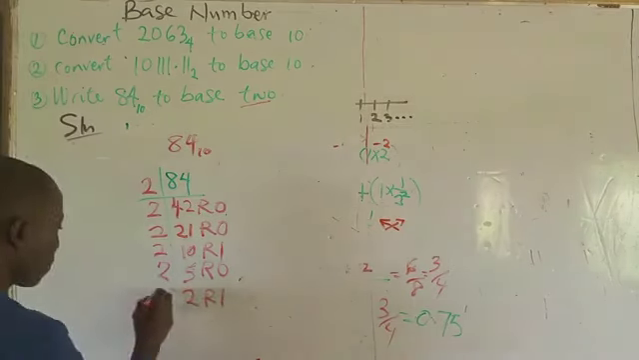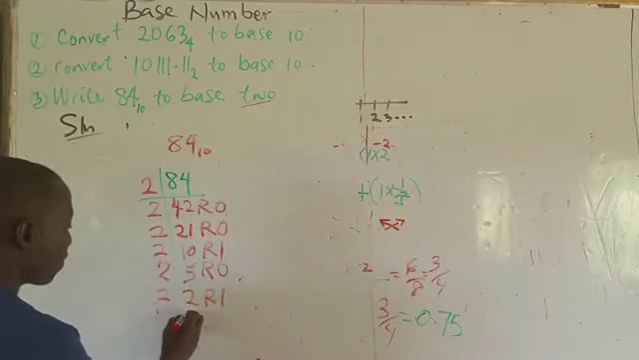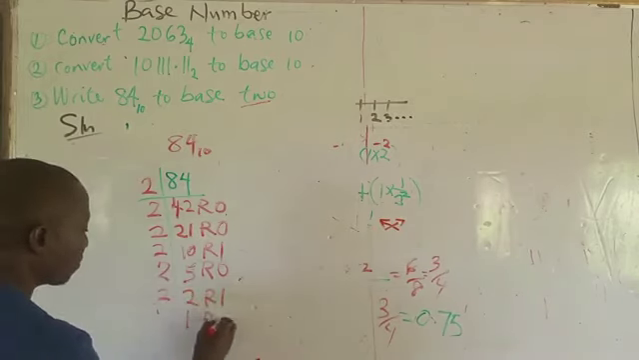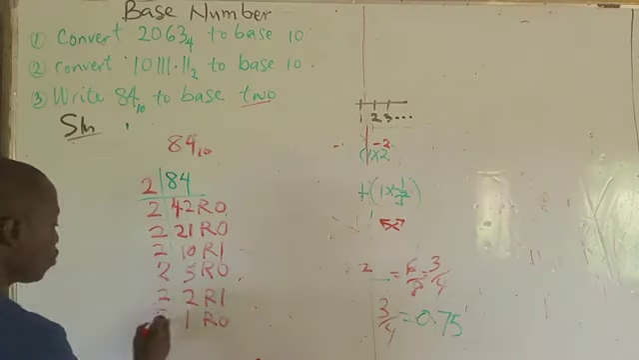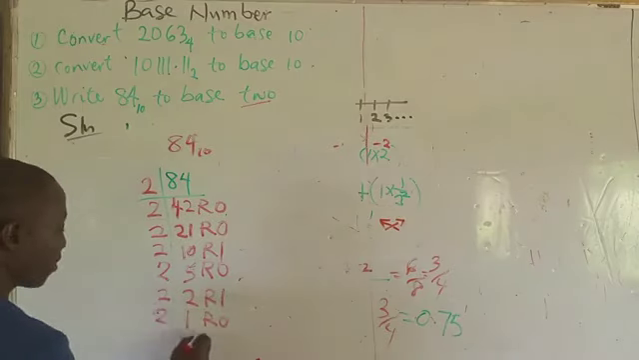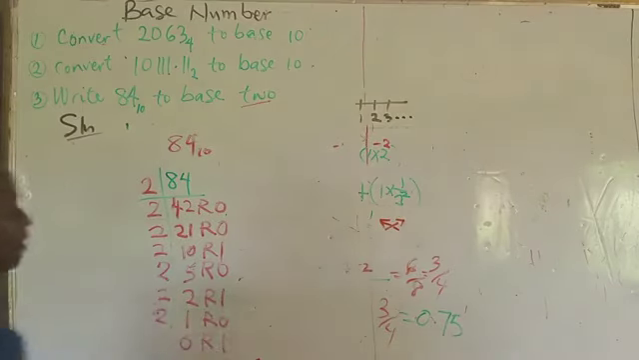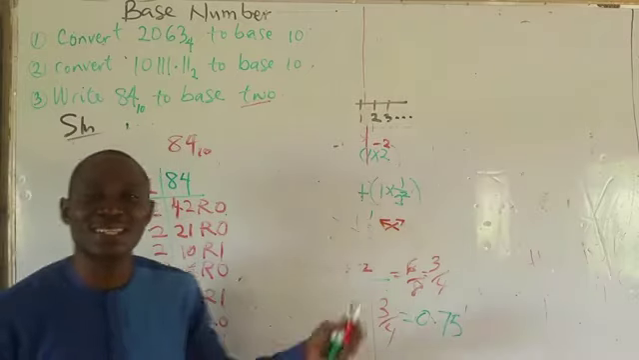You continue to go. 2 we go into 2. We have 1. What is left? We have 0 left. And 2 we go into 1. We have 0. Nothing. And what is left? We have 1. You see? It's as simple as this.